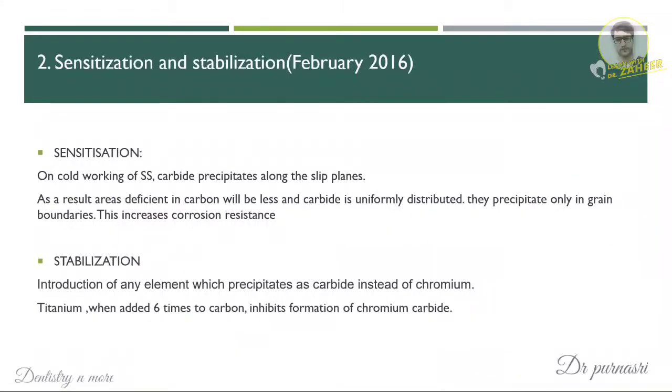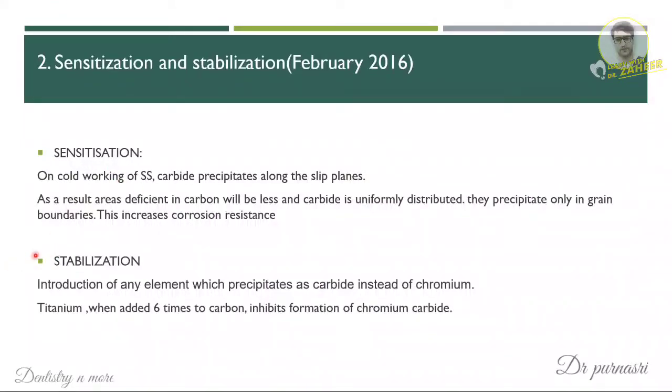The next question is sensitization and stabilization. These terms are usually used in reference to stainless steel. Sensitization means when we cold work the stainless steel, the carbide precipitates along the slip planes. As a result, areas deficient in carbon will be less and the carbide is uniformly distributed. They precipitate only in grain boundaries, and this will increase the corrosion resistance. Because of the precipitation of carbide, there is increased corrosion resistance. This is called sensitization.